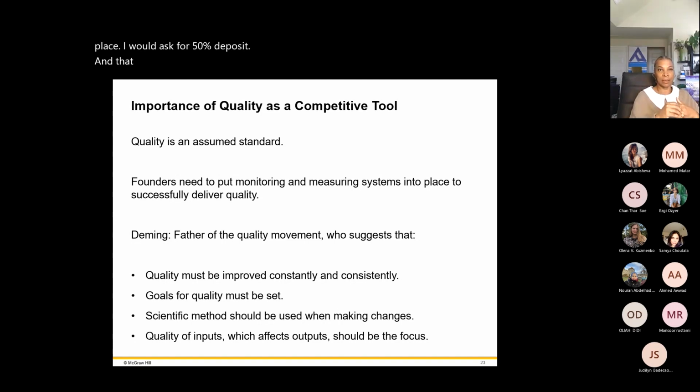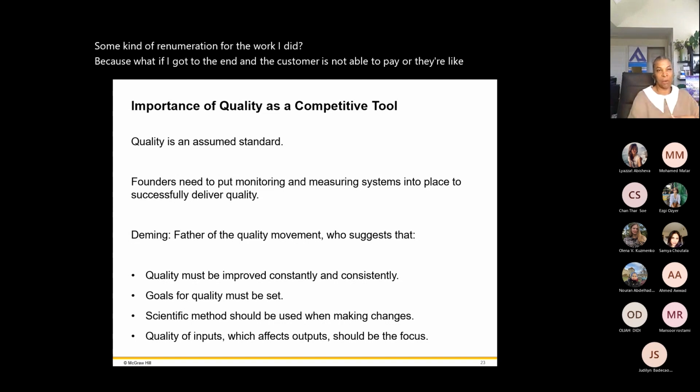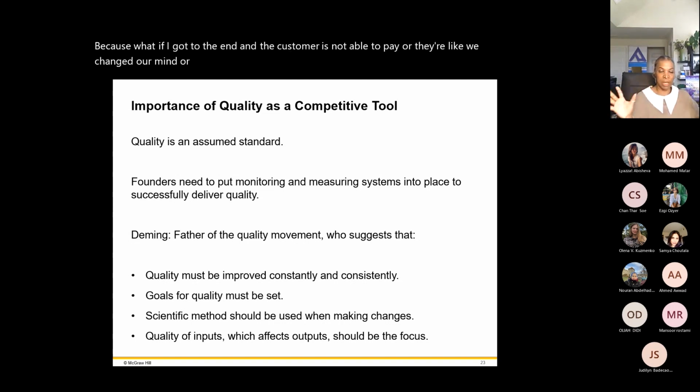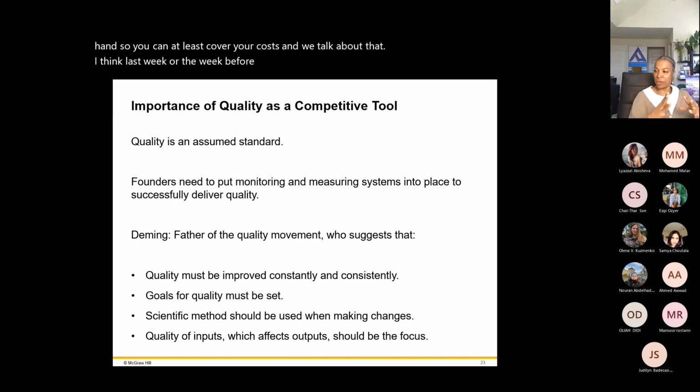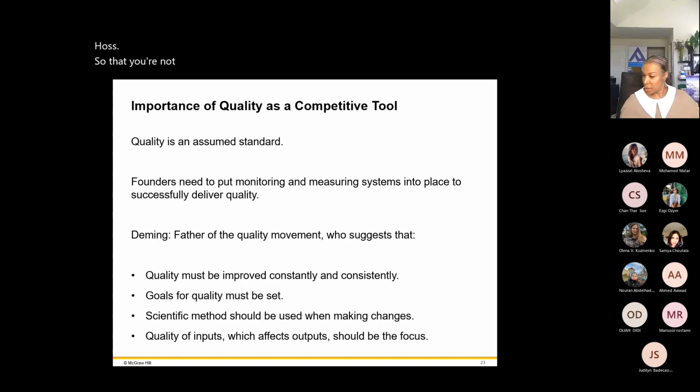And that would ensure that even if I did not recover the other 50%, I did get some kind of remuneration for the work I did. Because what if I got to the end and the customer is not able to pay, or they're like, we changed our mind, or this is different from what I thought, whatever. You get that money in hand so you can at least cover your costs. And we talked about that, I think last week or the week before. You want to make sure that you cover your costs so that it's just not a wash.